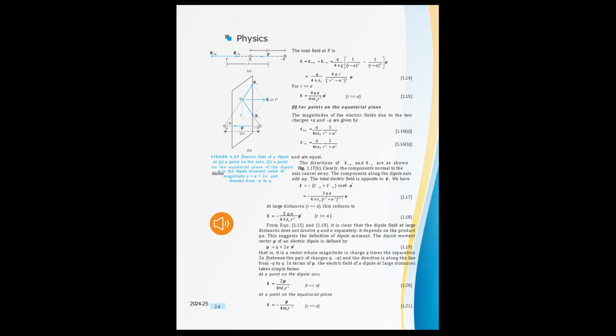In terms of p, the electric field of a dipole at large distances takes simple forms. At a point on the dipole axis, E is given by 2p by 4 pi epsilon naught r cube, for the case r very much greater than a, and at a point on the equatorial plane, E is equal to minus p by 4 pi epsilon naught r cube, and here also r is very much greater than a.